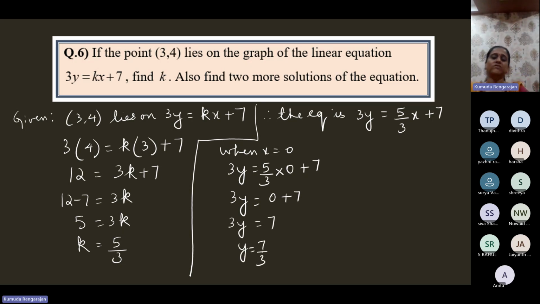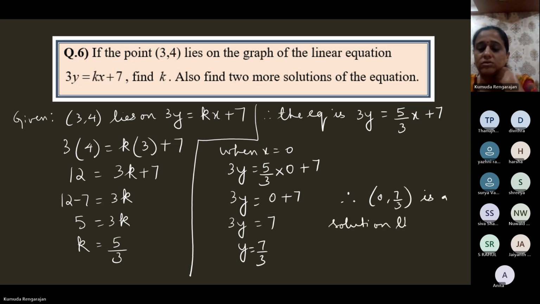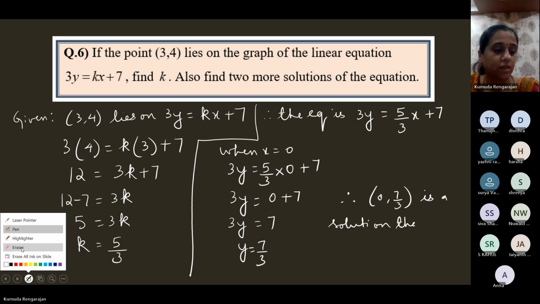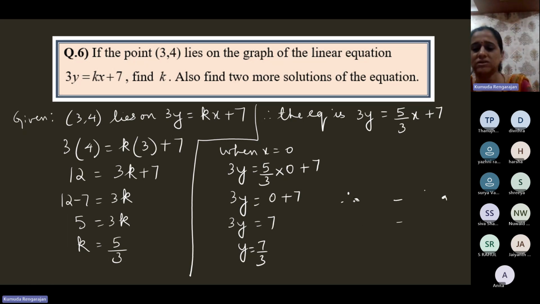So y is equal to 7 by 3. So therefore (0, 7 by 3) is a solution to the equation. Or we can just write both later, children. We'll write both later. This is one solution.